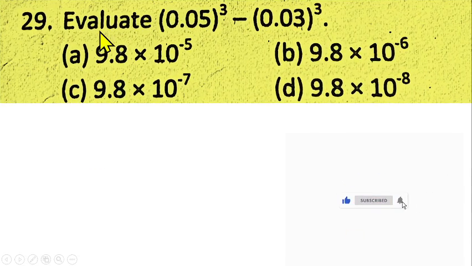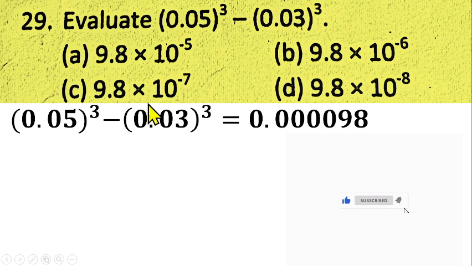Then you have to evaluate question 29. Evaluate 0.05 raised to power 3 minus 0.03 cubed. Your calculator can help you with this instead of wasting time, because it's an objective question. If you simplify this with the calculator, you have 0.000098.